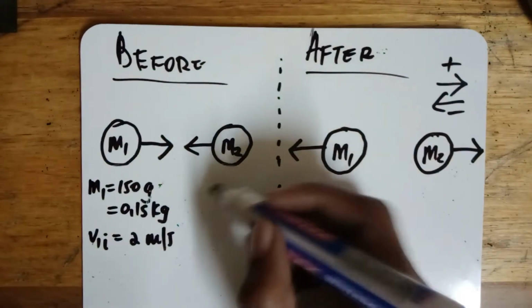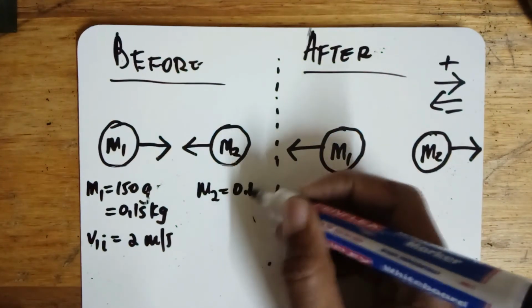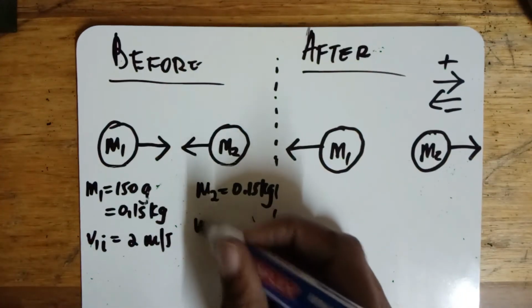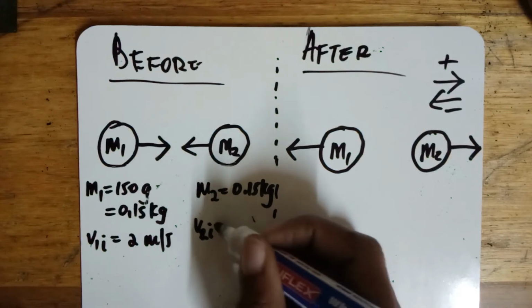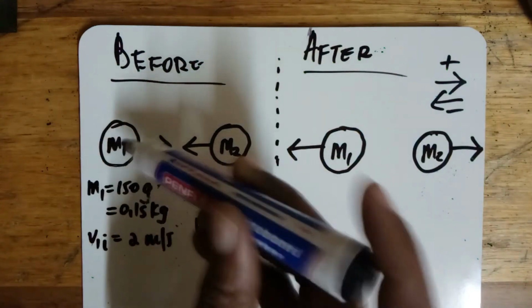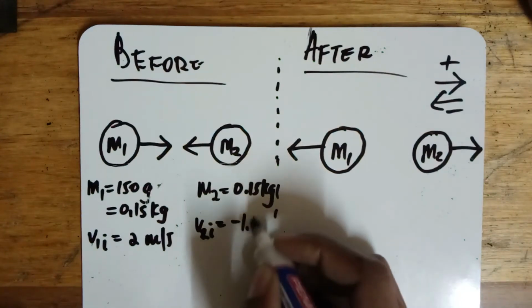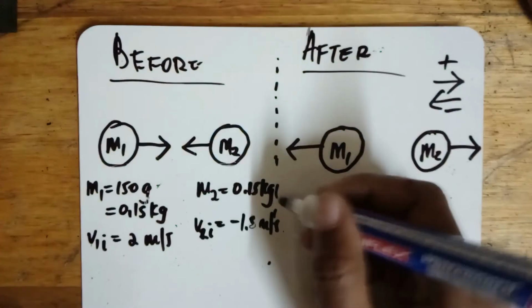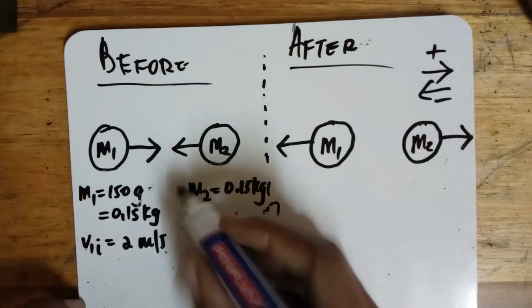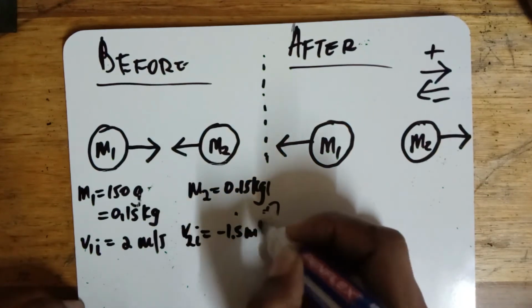So now let us do the same thing. M2 has the same mass, so M2 also is 0.15 kg. They said that it was traveling at a velocity of, so we call this v2I, the velocity before collision. It's traveling in the opposite direction to this ball, and we said that direction is to the left and negative. So v2I is negative 1.5 meters per second.